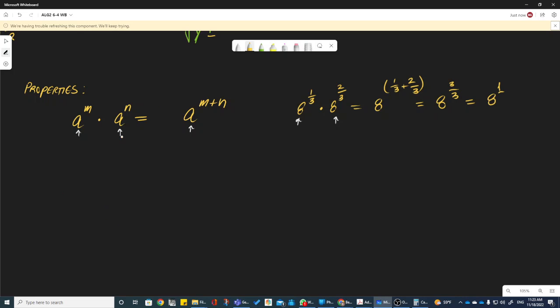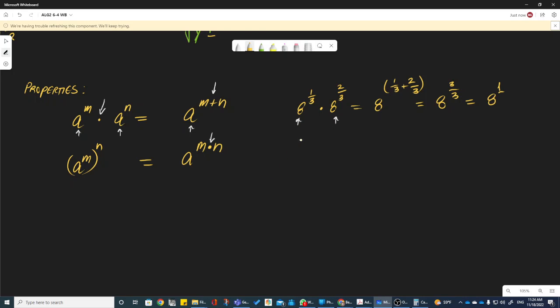All right. The other property is what we call nested exponent. All right? When you have a situation like that, this is equal to a to the power of m times n. I want you to notice the difference. In this case, it's being multiplied by different exponents. In this case, it's a nested exponent. So these are two different situations.